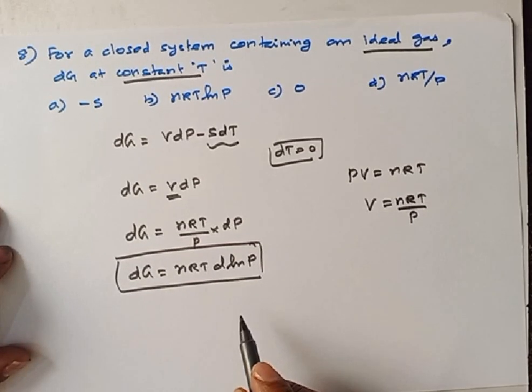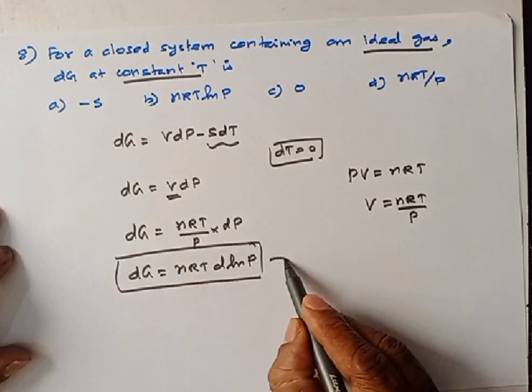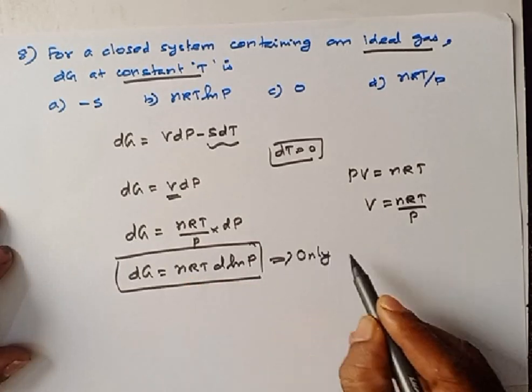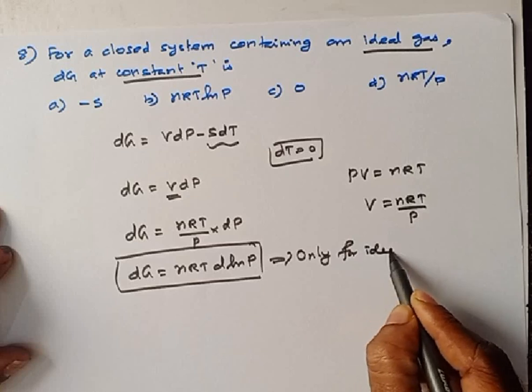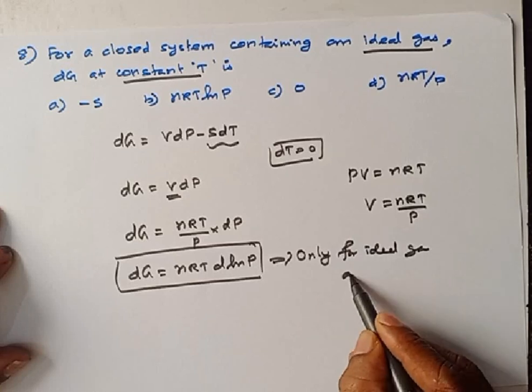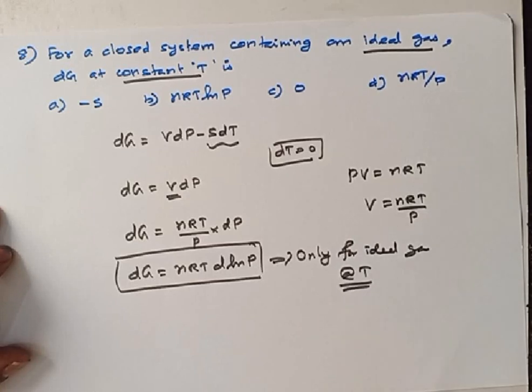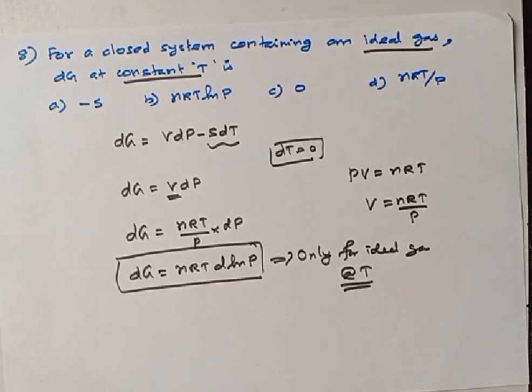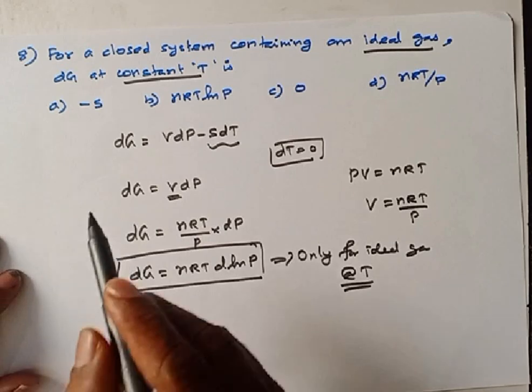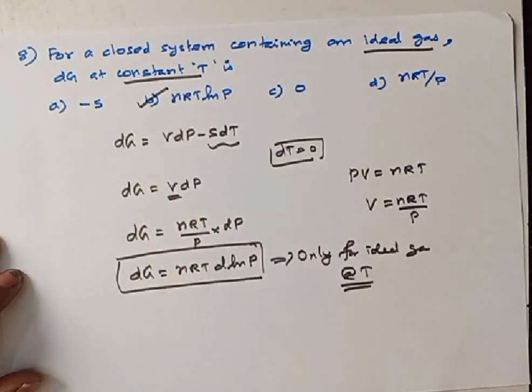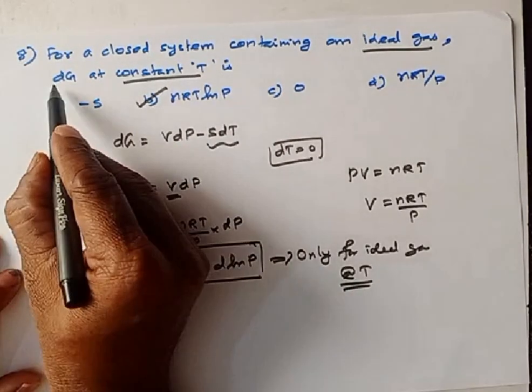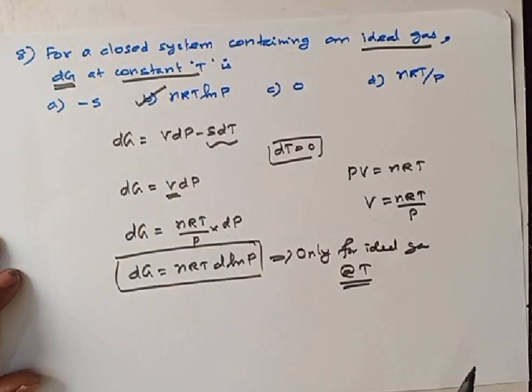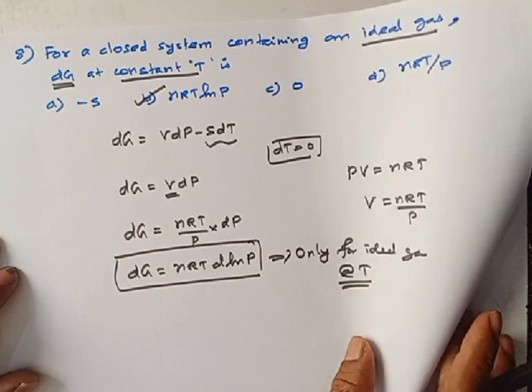Okay, this equation is applicable only for ideal gas, at constant temperature. dG equal to nRT into d ln P, right? So the correct option for this question is option B. They are asking dG, so dG equal to nRT ln P, right? Now let me move on to the next question.